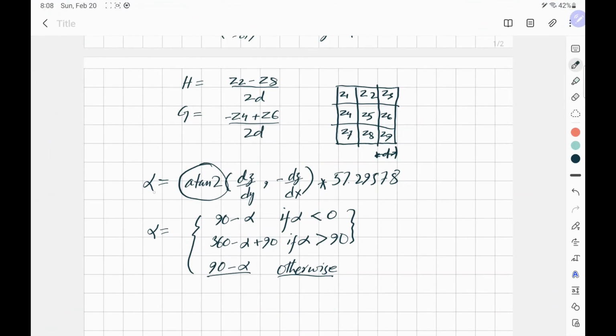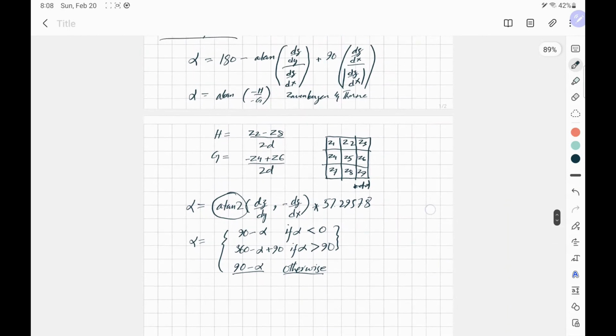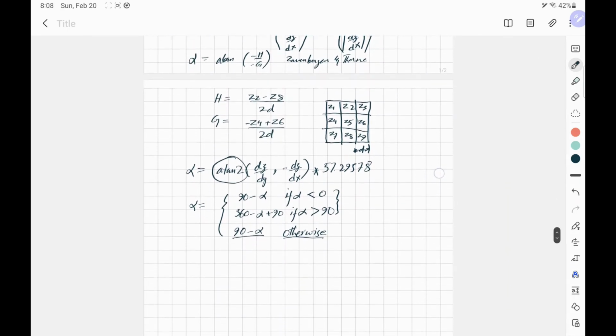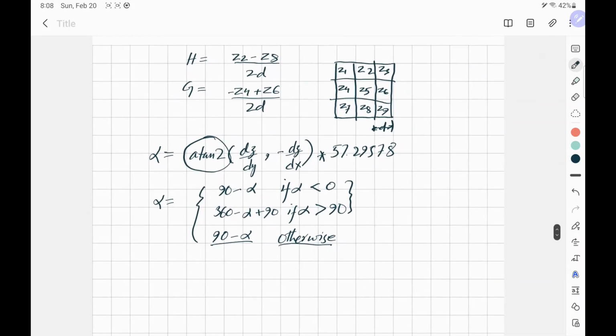So basically alpha is atan2, and this atan2 goes through certain conditions, if the value of aspect is negative or greater than 90 or otherwise. So this is the calculation of aspect.